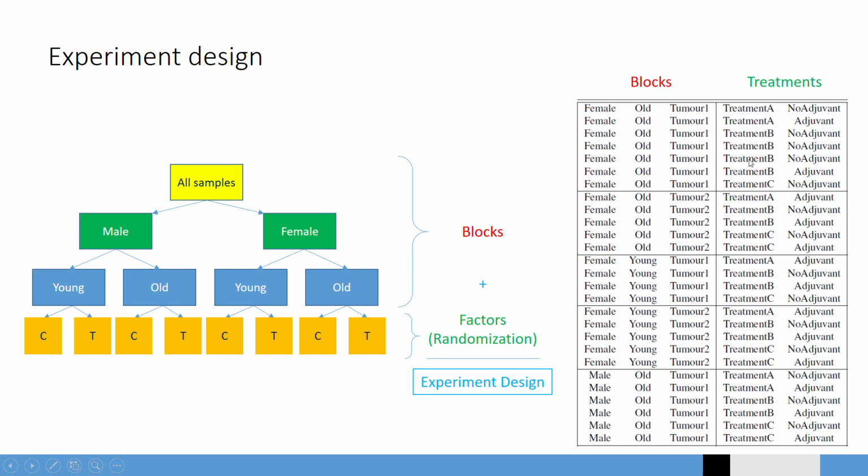And then once you have a homogeneous block, now you randomize to the treatments. In this example, I have a couple of treatment factors. One is the treatment itself, that is A, B, C, and then these treatments can be given with an adjuvant or without the adjuvant. So you have here all kinds of combinations.